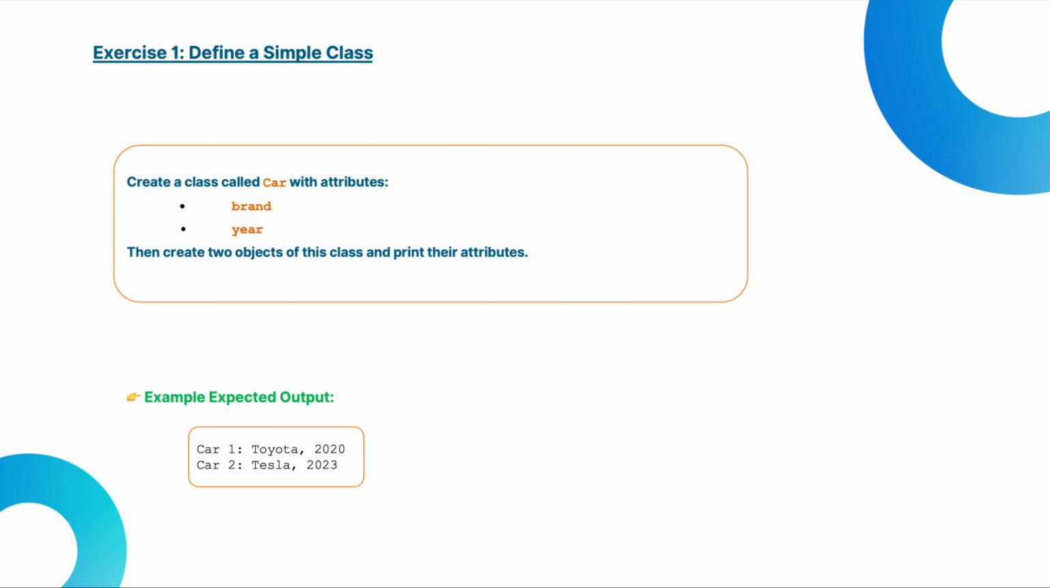In this exercise, you will create a basic class called car. It should have two attributes, brand and year. Then you will create two car objects and print their attributes. The goal is to understand how classes encapsulate data and how objects are instantiated from them.